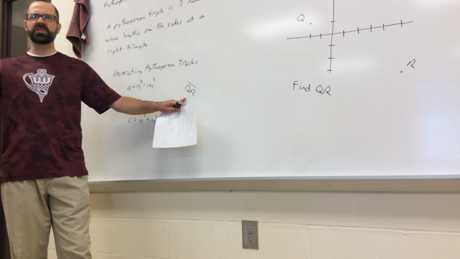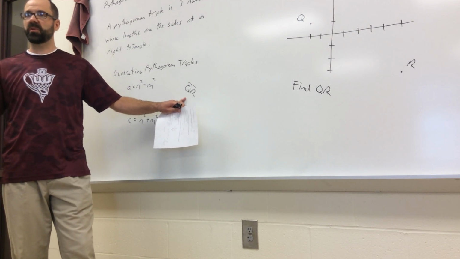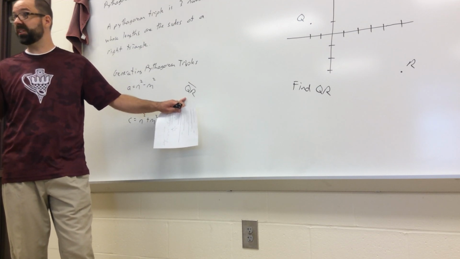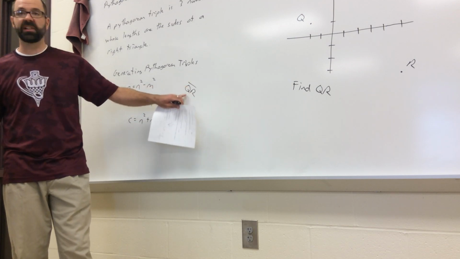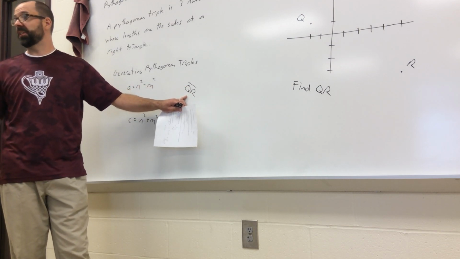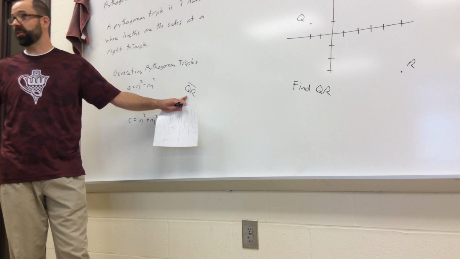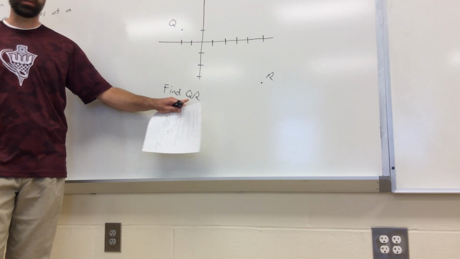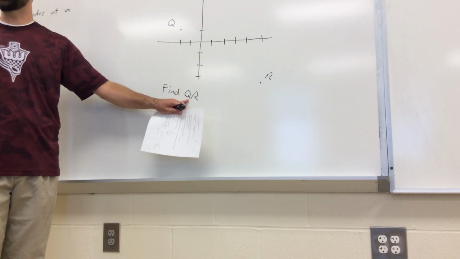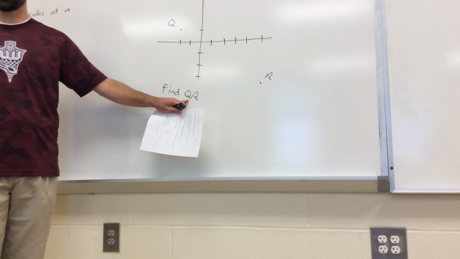So remember, if there's a bunch of lines on a paper, we want to be able to refer to a specific line, and so we have a name for it. So if you have QR with the little line over it, that's the name of the line segment, so you know which one you're talking about. But if you have QR without a line over it, it's something different. Okay, what this means is it means the length of the line segment.